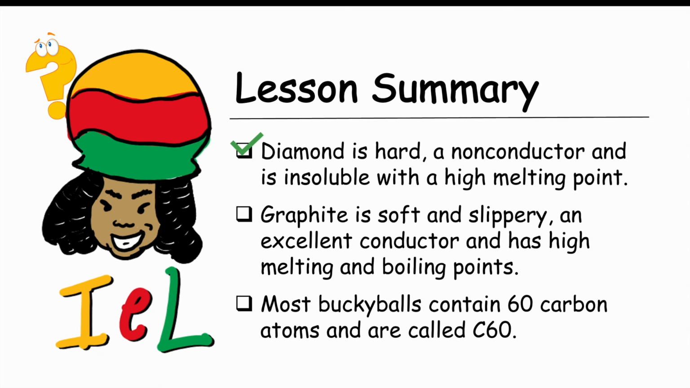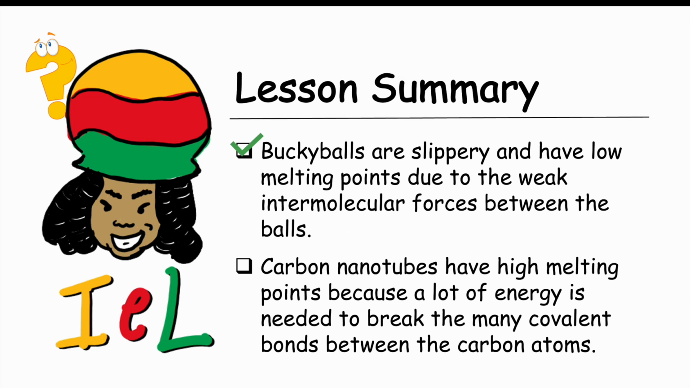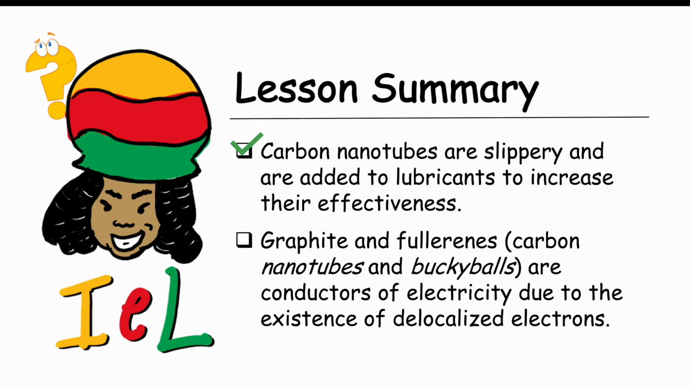Allotropes have different physical properties but the same chemical properties. Diamond is hard, a non-conductor, and is insoluble with a high melting point. Graphite is soft and slippery, an excellent conductor, and has high melting and boiling points. Most buckyballs contain 60 carbon atoms and are called C60. Buckyballs are slippery and have low melting points due to the weak intermolecular forces between the balls. Carbon nanotubes have high melting points because a lot of energy is needed to break the many covalent bonds existing between the carbon atoms. Carbon nanotubes are slippery and are added to lubricants to increase their effectiveness. Graphite and fullerenes, which include carbon nanotubes and buckyballs, are conductors of electricity due to the existence of delocalized electrons.